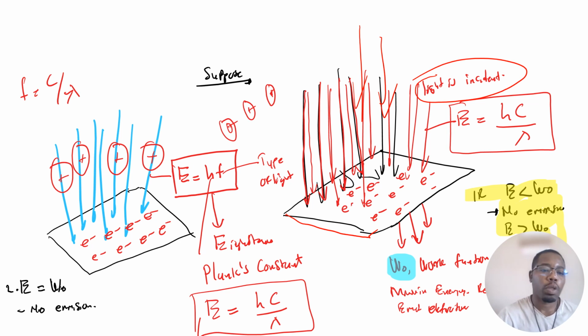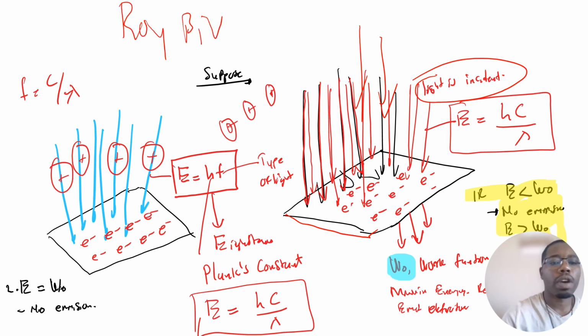Now, we have two metal surfaces. We have one with the blue light, and we have one with the red light. Don't forget ROYGBIV. If the metal is exactly the same, we expect that the blue light is going to be the one able to eject the electrons from the metal surface.